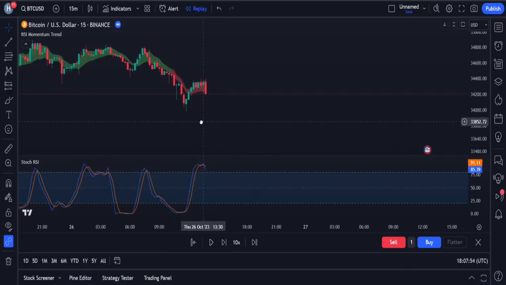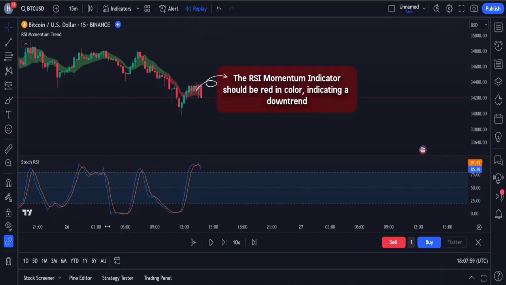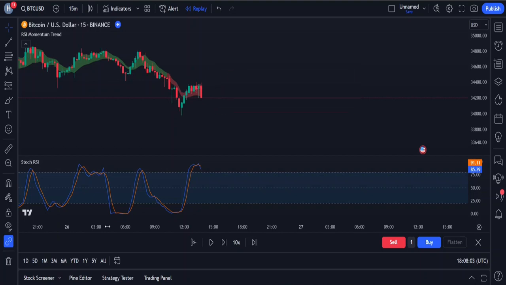In order for a sell trade to be considered valid, the initial requirement is for the RSI Momentum Trend indicator to signal a downtrend market movement. As depicted in this instance, the indicator displays a red color, signifying a downward market trend. Subsequently, we patiently await a sell signal from our Stochastic RSI indicator.